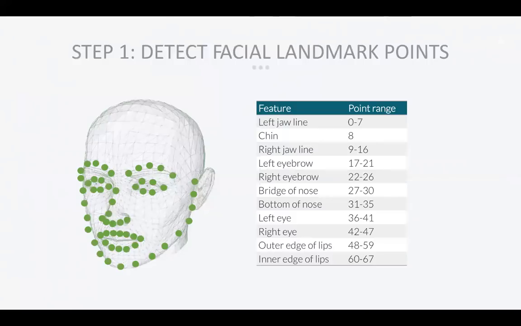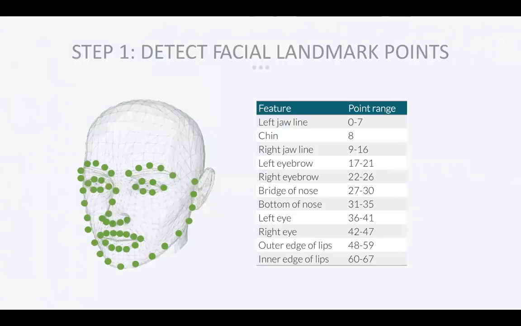So all these points are known locations on a face. And we can use a facial detector to scan an image and then give us the pixel coordinates of every single landmark point. So the input could be a frame in a video or a photo, and the output would be this list of 68 points with pixel coordinates of every single point. So let's start by doing that.